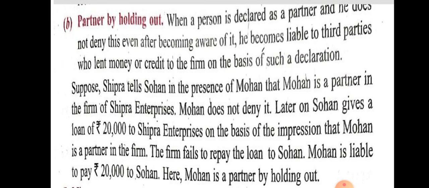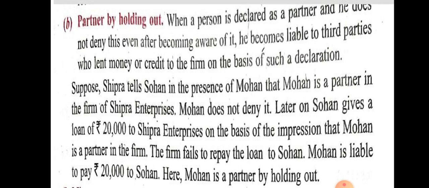Second type of nominal partner, partner by holding out. When a person is declared as partner and he does not deny this even after becoming aware of it, he becomes liable to third parties who lent money or credit to the firm on the basis of such declaration. Let us understand this with an example.